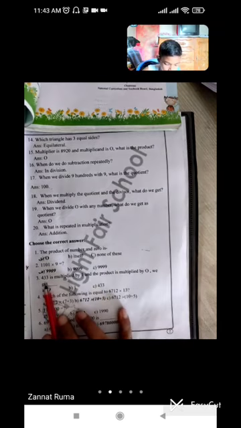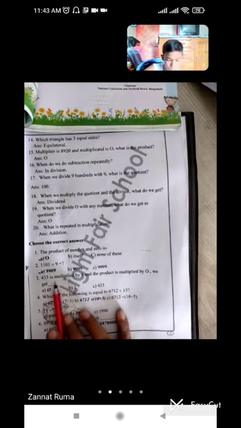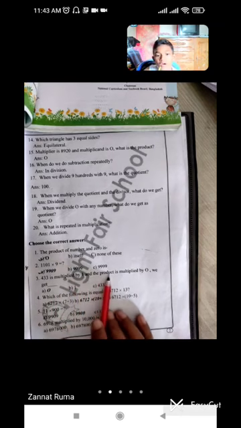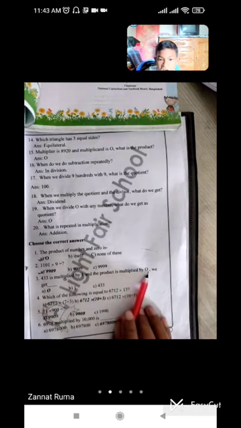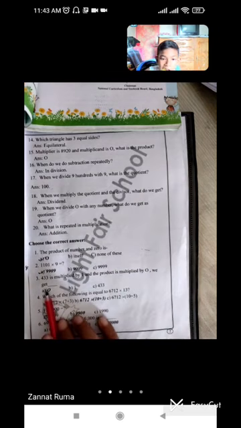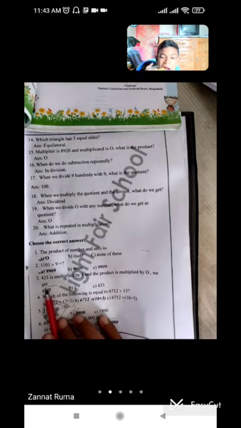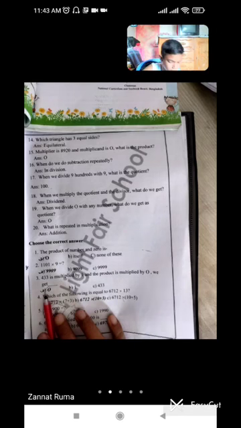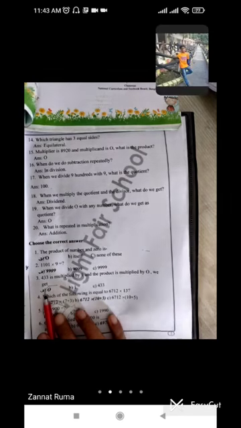Okay, number 4. 433 is multiplied by 1 and the product is multiplied by 0. We will get what? If we multiply anything with 0, then the answer will be 0. If we take any number, any digit and multiply with 0, then the product will be 0.